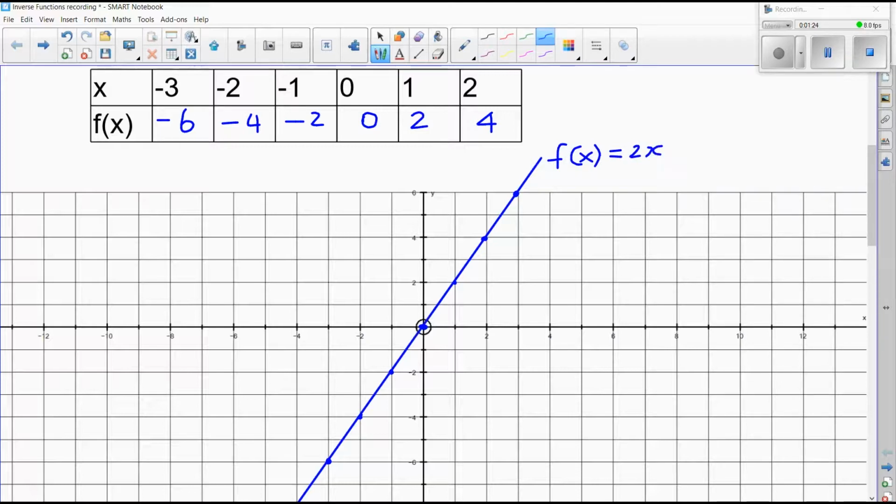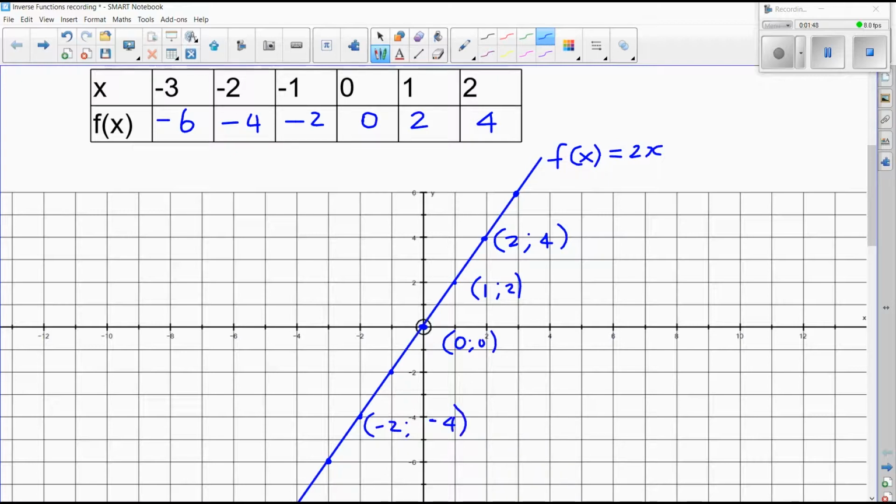I'm going to label a few of the points. One of the points is when x is 2, y is 4. Another one when x is 1, y is 2. I have a point at 0, 0. And the last point that I'm going to label is x is negative 2, y is negative 4.